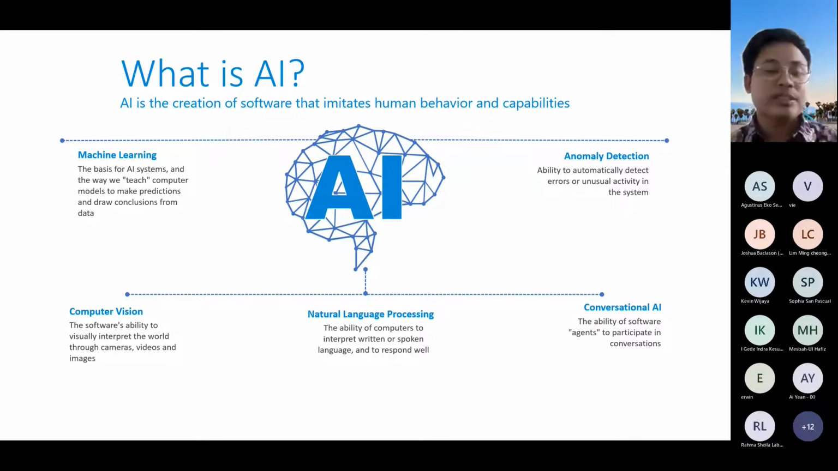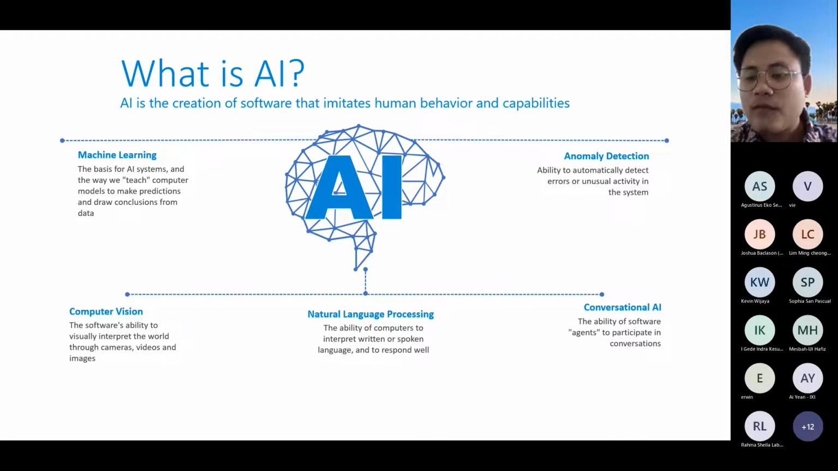Natural language processing is a part of AI. NLP is the ability of computers to interpret written and spoken language and respond well. Because NLP can handle written and spoken language, you can use it for translation, for bots, and many others in our life.